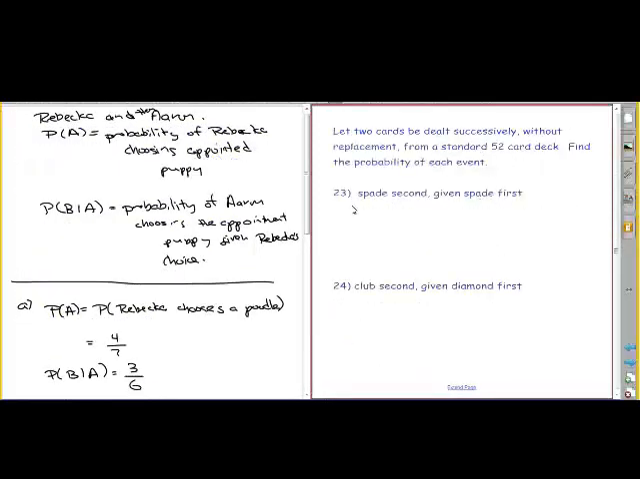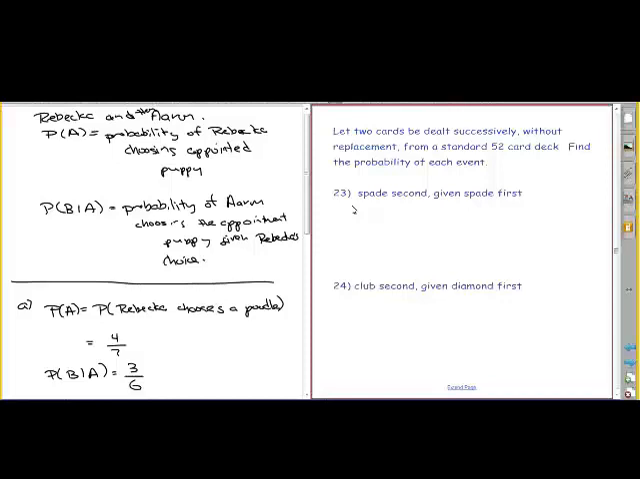you could also do it with cards. I think I wanted to see if there's a card problem here. Yep. So a card problem says, let 2 cards be dealt successively without replacement from a standard 52 card deck. Find the probabilities of each event. So what's the probability of getting a spade first, and what's the probability of getting a spade second, given that you got a spade first?